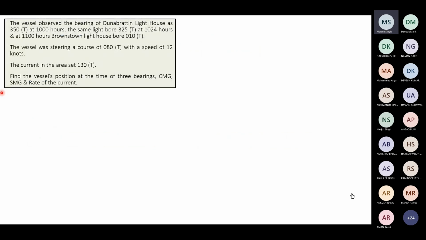Now you see the same question on the screen. Vessel observed the bearing of Tuna Britain Lighthouse as 350 at 1000 hours. It was 325 at 1024 hours, and at 1100 hours the Brownstone Lighthouse bore 010. Vessel steering a course of 080 at a speed of 12 knots. Current is setting 130. We have to find the vessel's position at the time of the 3 bearings, CMG, SMG, and the rate of the current. So let's now open up the chart of the area and see the steps involved one by one.